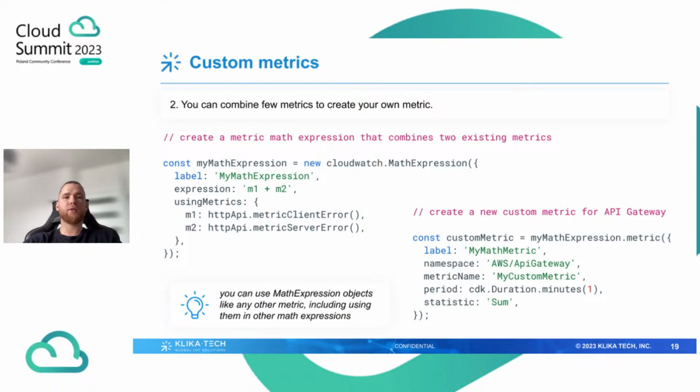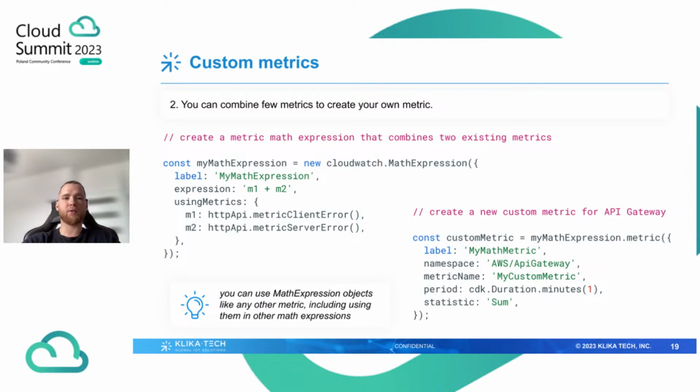The second way of creating a custom metric is to combine multiple metrics with math expression to create your own metric. Let's consider an example. The math expression is defined with an expression that adds the values of two metrics, M1 and M2. These metrics are defined using the usingMetrics property, which references the metric client error and metric server error of API Gateway entity. The custom metric is then created using the metric method of the math expression object.